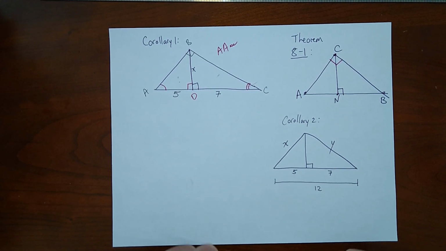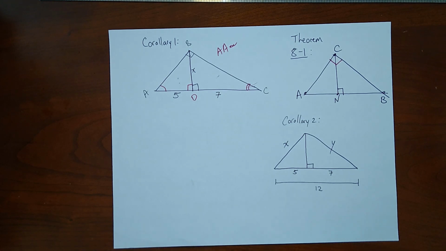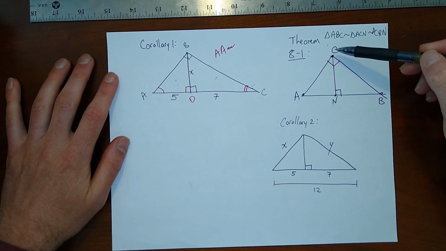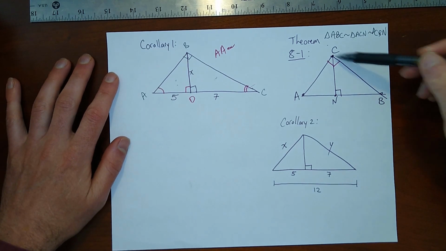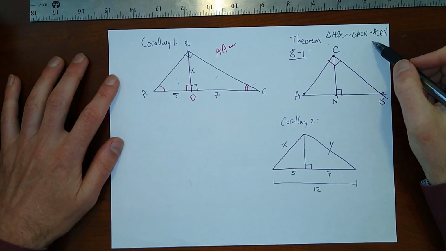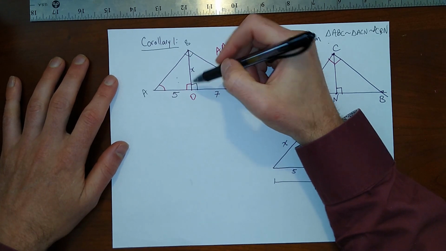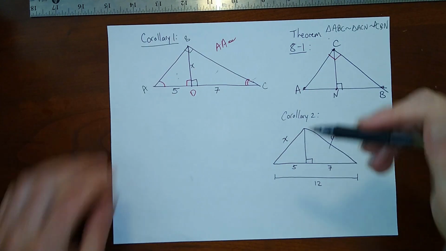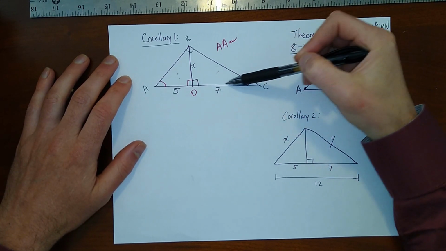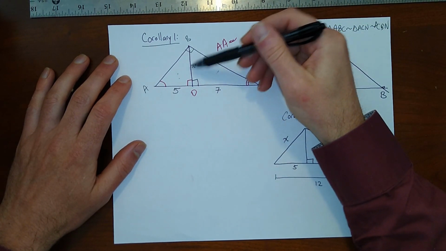And it turns out that there are many relationships between these three triangles which use the geometric mean. Since theorem 8.1 tells me that ABC, this large triangle, is similar to ACN, which is similar to CBN, these three triangles are all similar, I can set up proportions based on that similarity. And what corollary 1 tells me is that this altitude length is the geometric mean between the segments of the hypotenuse. So this altitude divides the hypotenuse into two segments. And if I set up a proportion between this segment and the altitude and this segment, then that will be the geometric mean between the two.